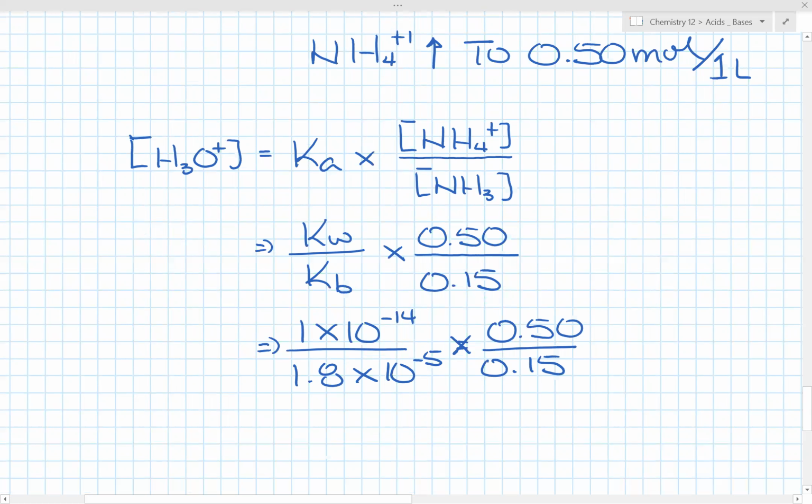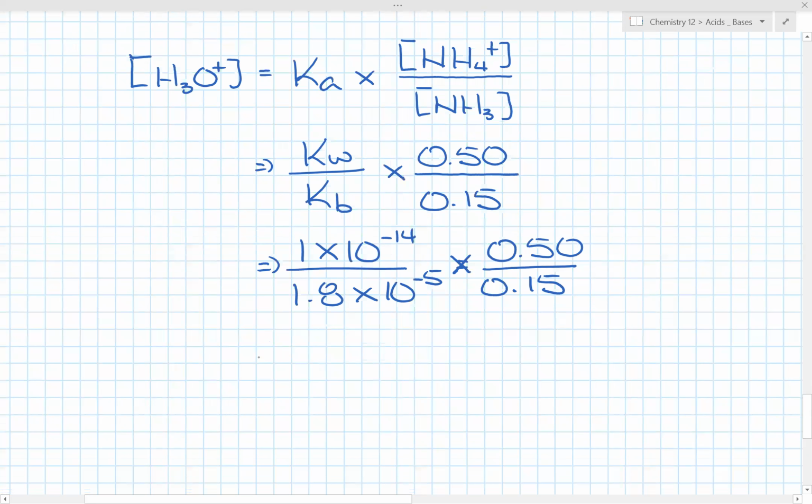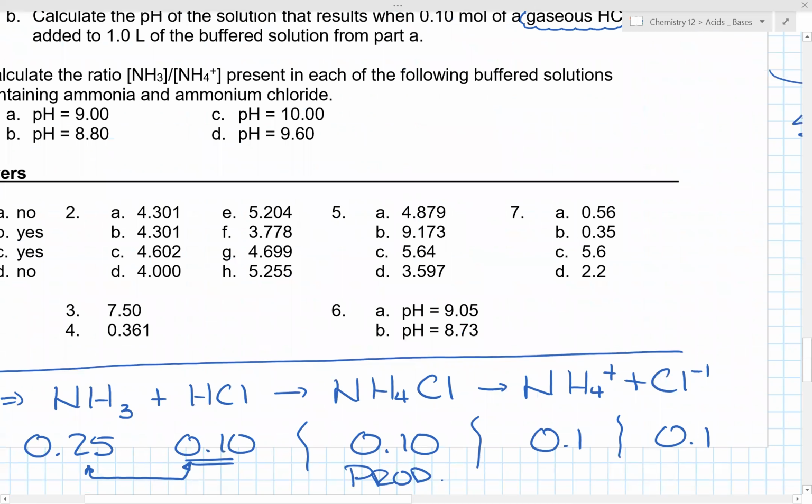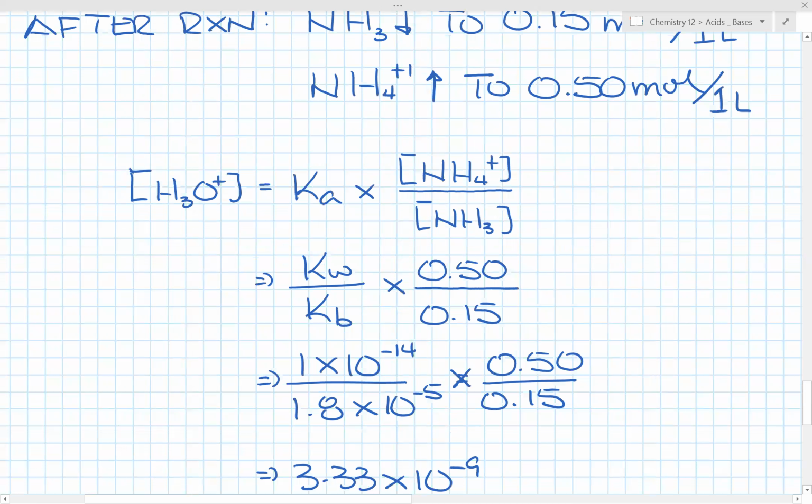Okay, so I get an answer of 3.33 times 10 to negative 9. Take the log of that. I get 0.48. And 8.73. Ooh, did I make a mistake?